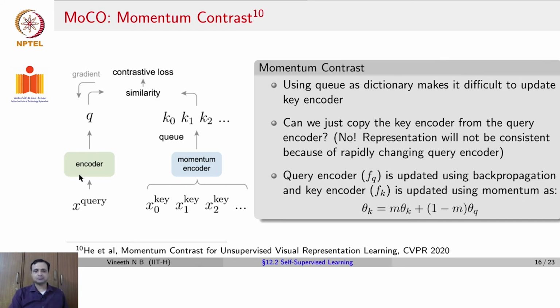That's why we use two different encoders to get the corresponding embeddings. While the query encoder is updated using normal backpropagation, the key or momentum encoder is updated using a momentum concept, where theta k, the parameters at a particular iteration, is m theta k plus 1 minus m theta q, where theta q comes from the parameters of the query encoder. So that's the idea used here to update both the query encoder and the momentum encoder.